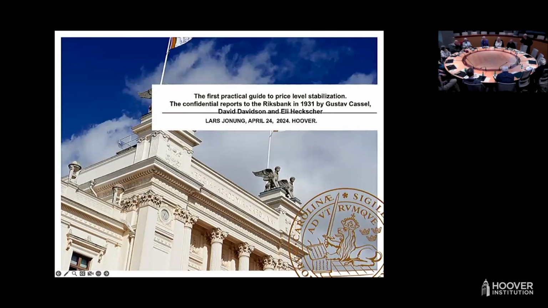Cassel, Heckscher, and Davidson, they were the old guard. They were the first generation of modern economists in Sweden, and they had the same background. Ohlin and Myrdal represented the second generation, and they were more activist. They were more pro-fiscal policy, more for government intervention. So there was a distinction between the old and the new generation. But the Riksbank only asked the old generation.